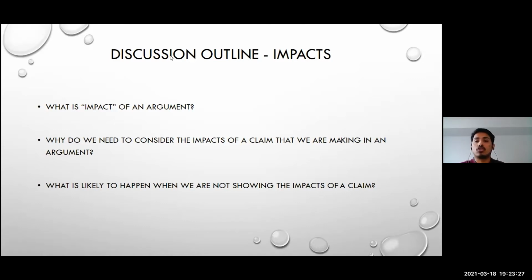What is likely to happen when we are not showing the impacts of a claim? What it essentially ends up doing is that the degree to which an adjudicator can relate with the idea, or go forward and understand the idea, decreases. And we don't want that. We want to ensure that whatever ideas we're explaining have adequate effect on the adjudicator, and that is definitely enhanced if we are showcasing or indicating the impact of the claim that we are making. All right.